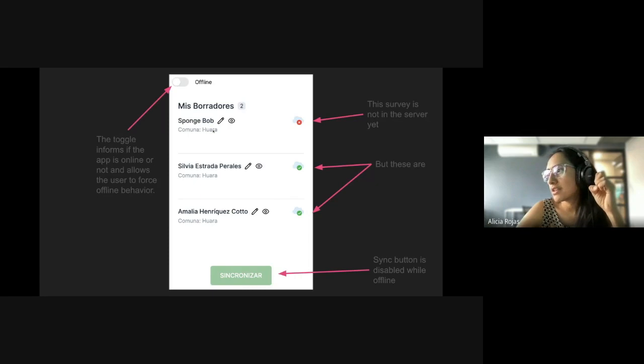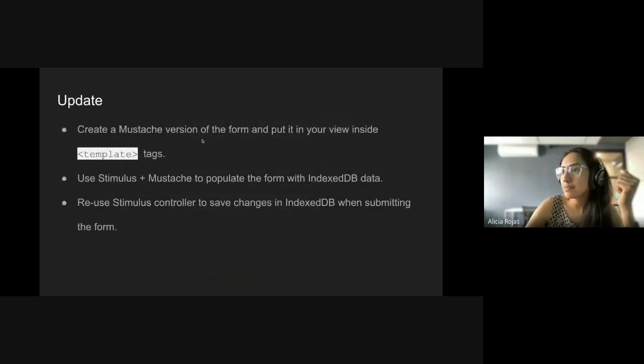Same here with the update. We would use a template version of the survey, like the entire form, we would put it between template tags. So when the user clicks this button, that template version would come up rendered using the values from IndexedDB. So yeah, pretty much what I just explained.